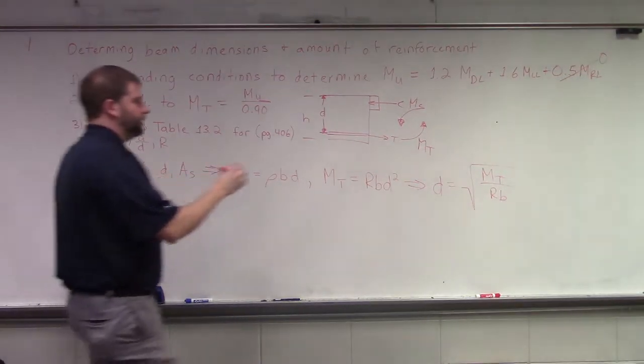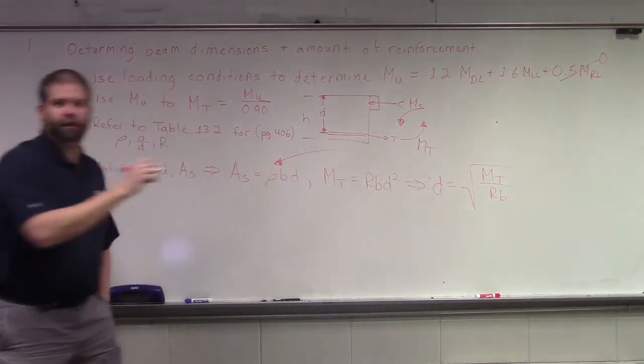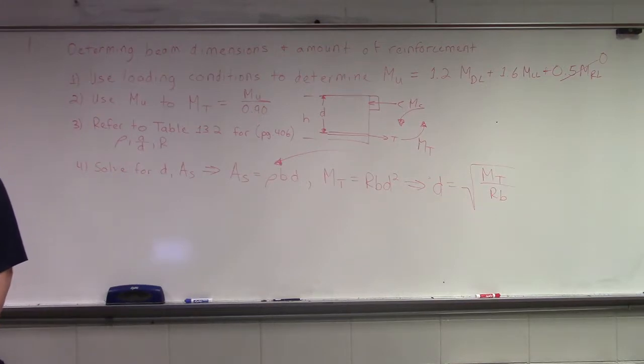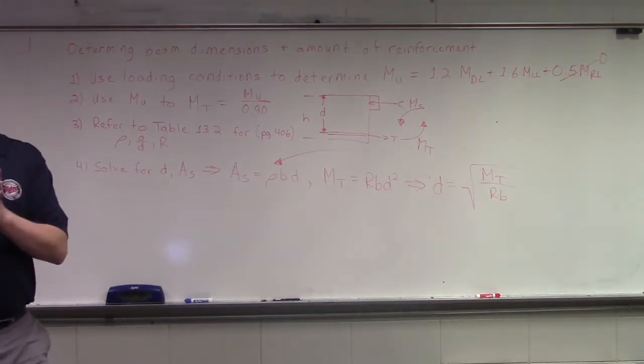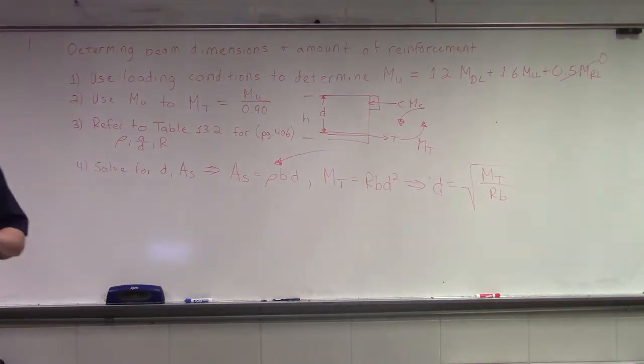Okay. Once you know your d value, now you can determine your total area of steel. And remember, what does A sub s represent? The total, all three, area of steel. Don't just think of it as 3 bars though. It's the cross-sectional area of all the steel that we have reinforcing, right?